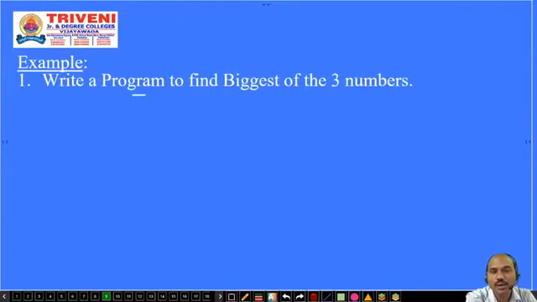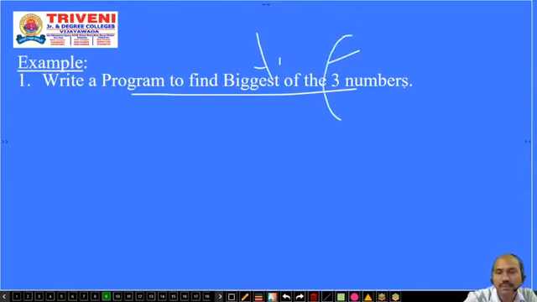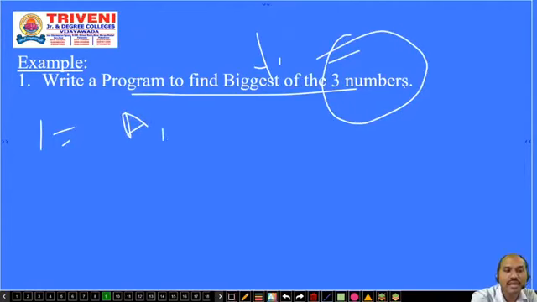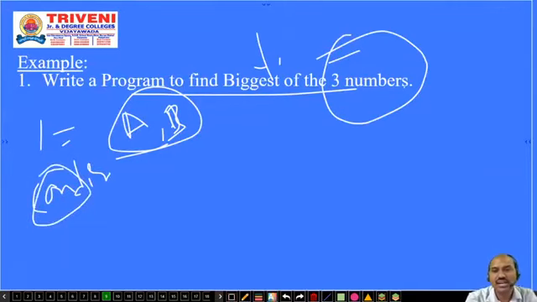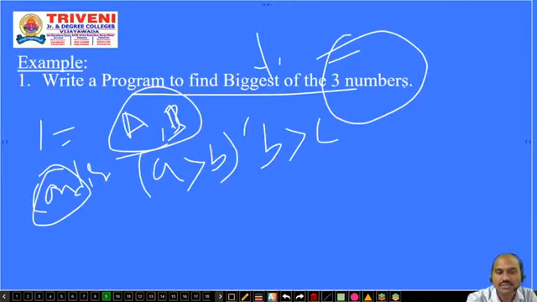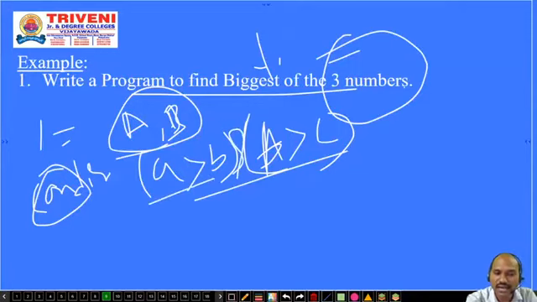We have to write the program also in the same way. Already we have discussed the biggest of the 3 numbers. For the first step we take inputs A and B, so these are the inputs. After completion of the inputs, we go to the condition. What is the condition? A greater than B and A greater than C. This is one condition. If this condition is satisfied, A is bigger.